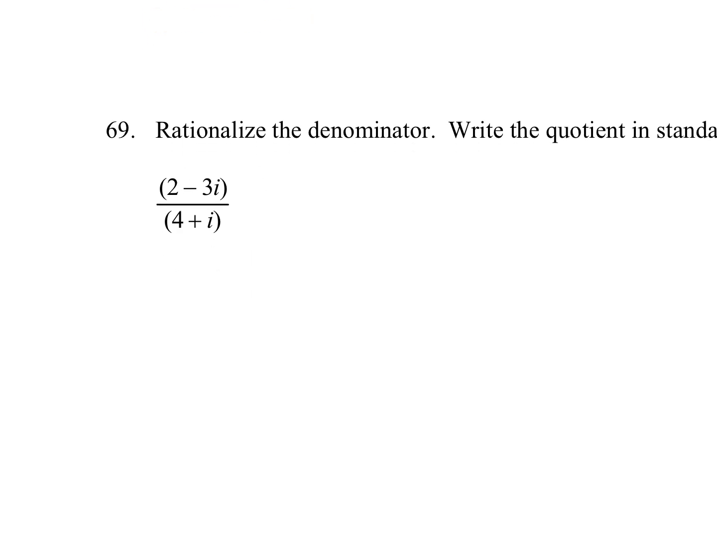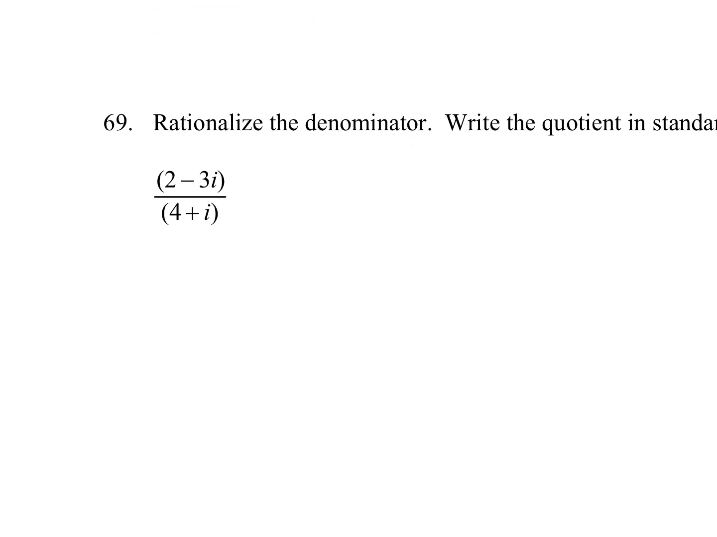For 69, you're rationalizing the denominator in (2 minus 3i) over (4 plus i). So top and bottom, we're multiplying by 4 minus i. So we FOIL out on the top. 2 times 4 is 8. 2 times negative i is negative 2i. Negative 3i times 4 is negative 12i. Negative 3i times negative i is positive 3i squared.